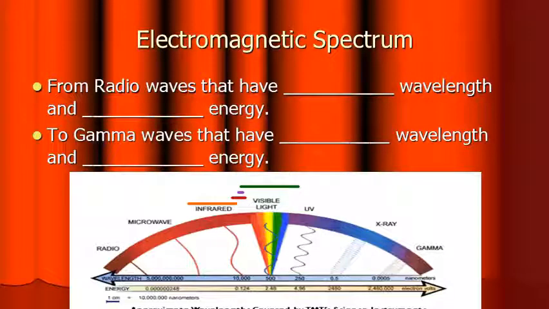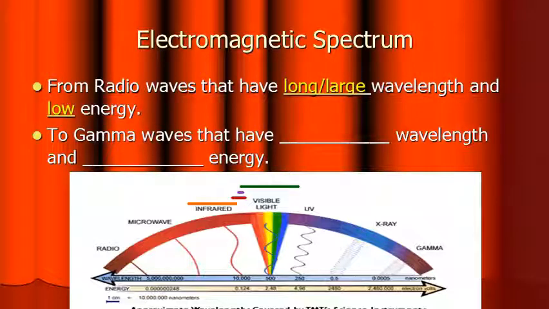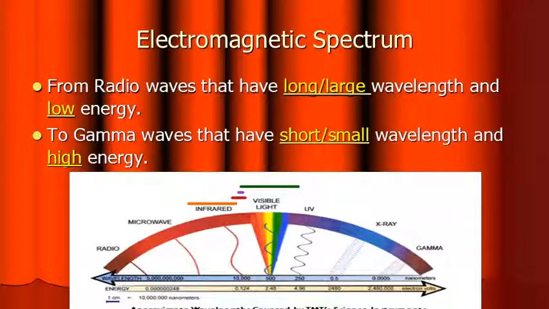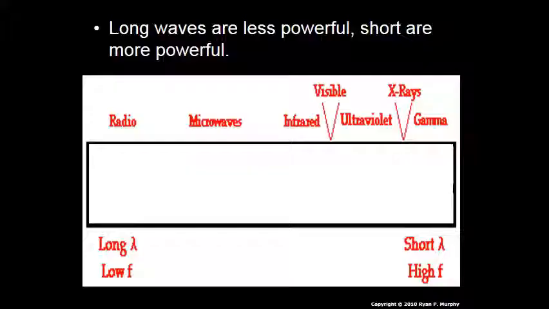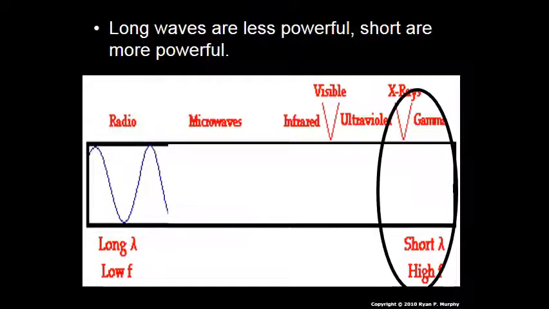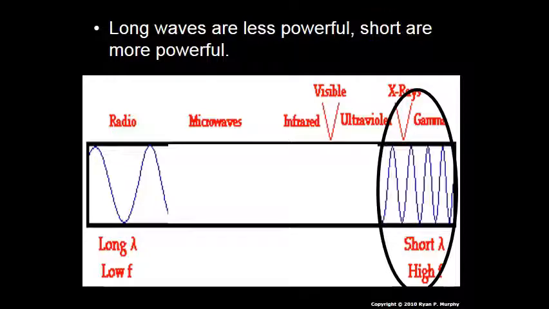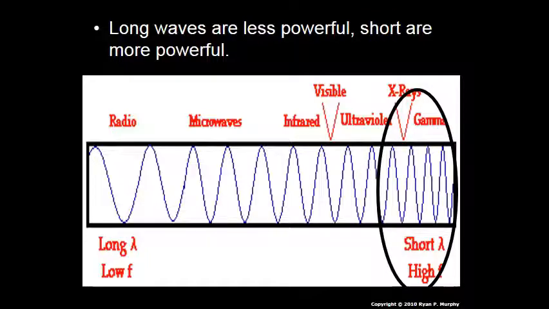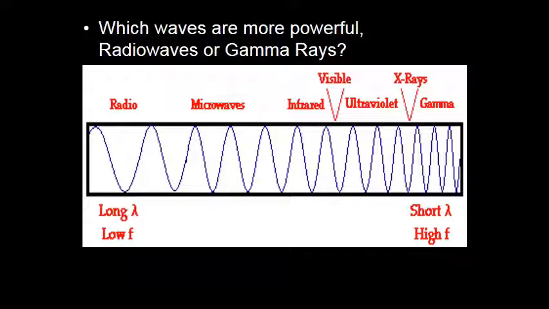All right, so the electromagnetic spectrum is from radio waves that have long or large wavelengths and low energy, to gamma waves that have short or small wavelengths and high energy. Long waves are less powerful and short waves are more powerful. So radio waves are very long waves that do not have a lot of energy to them, and gamma rays are very short and have very high energy.